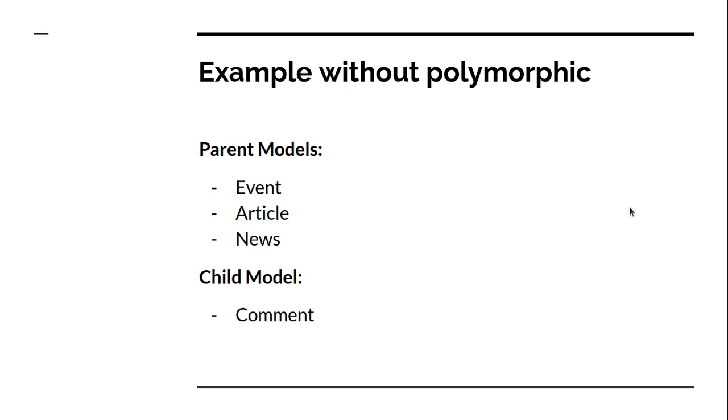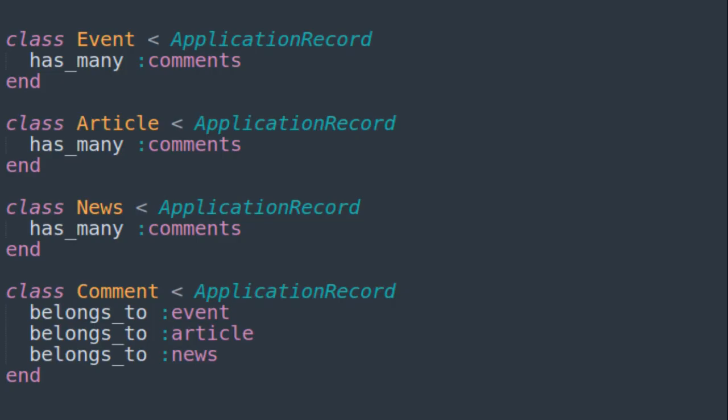Now if anybody wants to implement this relationship using a conventional has many and belongs to association, how can one do that? This is the conventional implementation of a one-to-many relationship: has many comments in the event, article, and news models respectively, and belongs to event, belongs to article, and belongs to news inside the comment model. But there can be some problems as well.